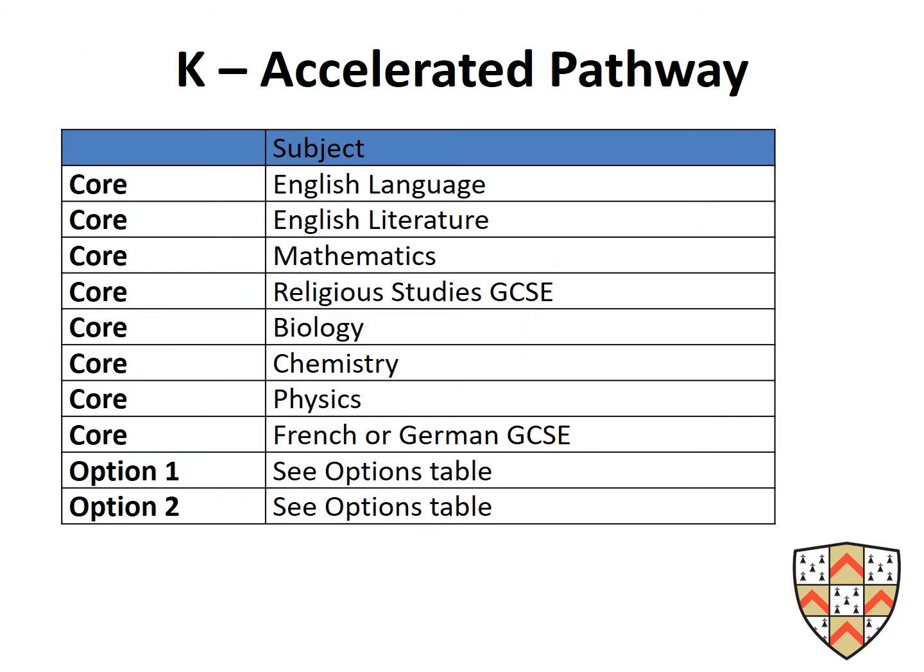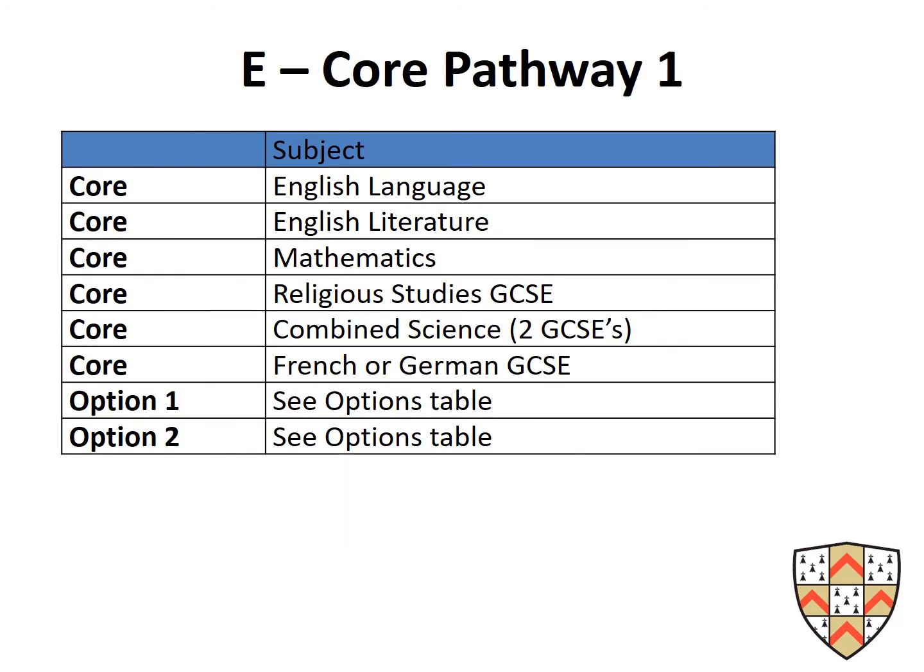The K pathway. This pathway is defined by the fact that they're doing single sciences. All students will do one foreign language, and they will have separate GCSEs in biology, chemistry and physics, then 2 further options.